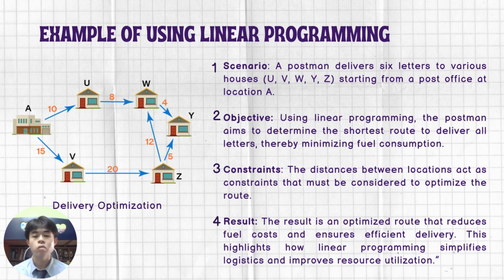The third is the constraints. The distances between the locations act as constraints that must be considered to optimize the route. The fourth one is the result. The result is an optimized route that reduces the fuel cost and ensures efficient delivery. This highlights how linear programming simplifies logistics and improves resource utilization.